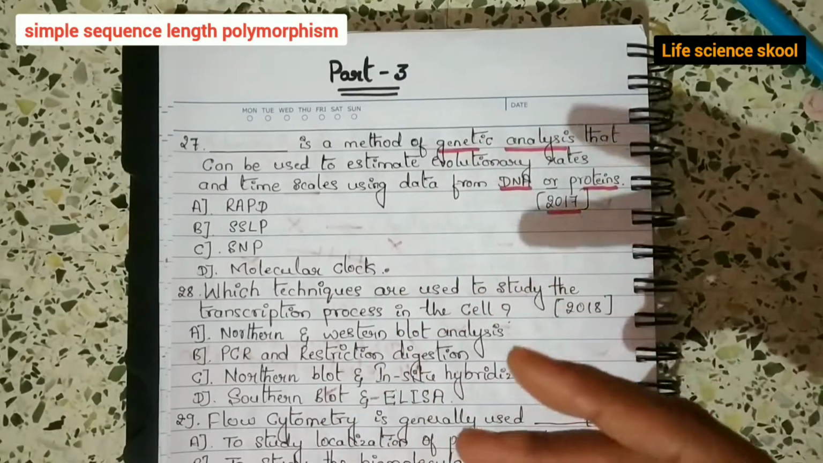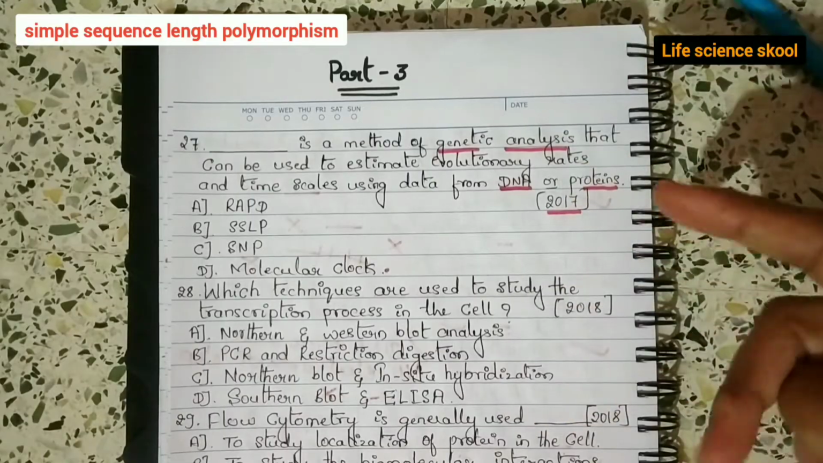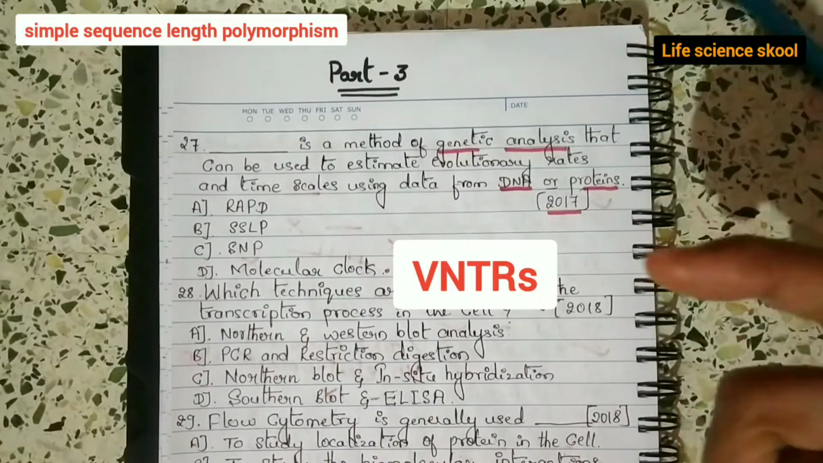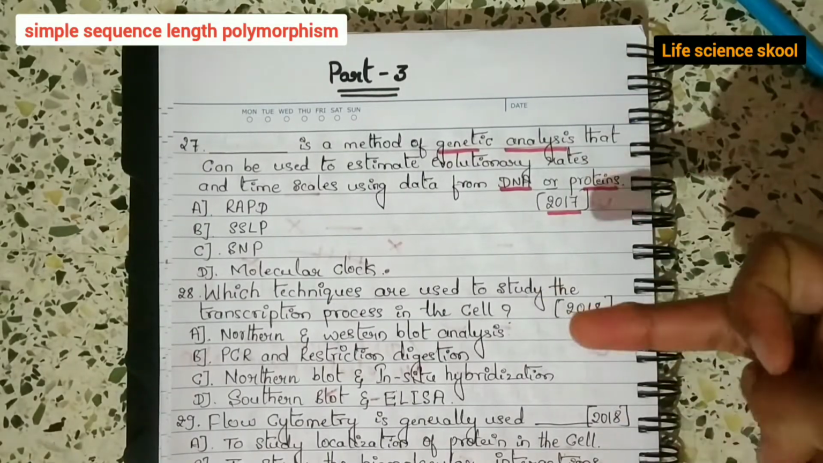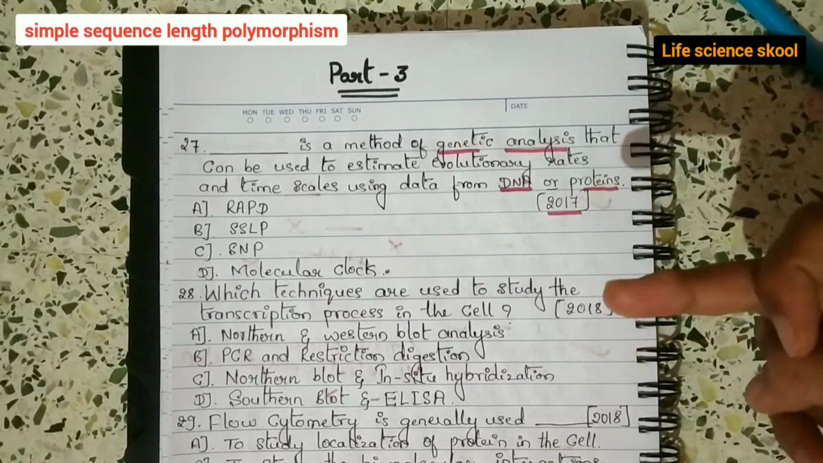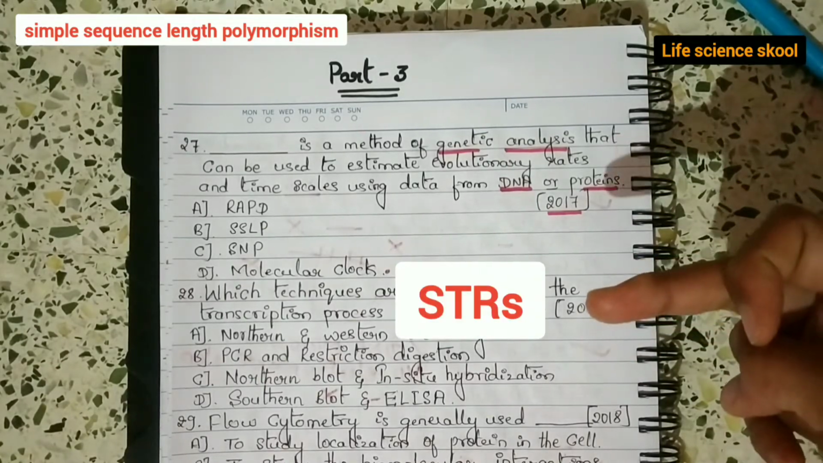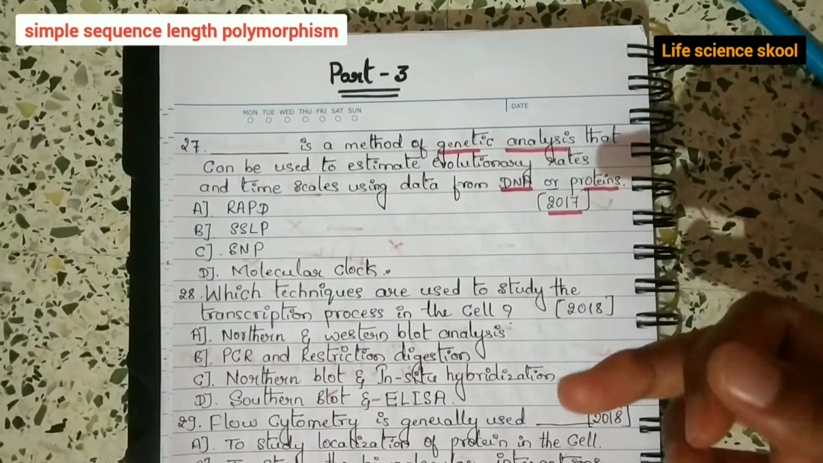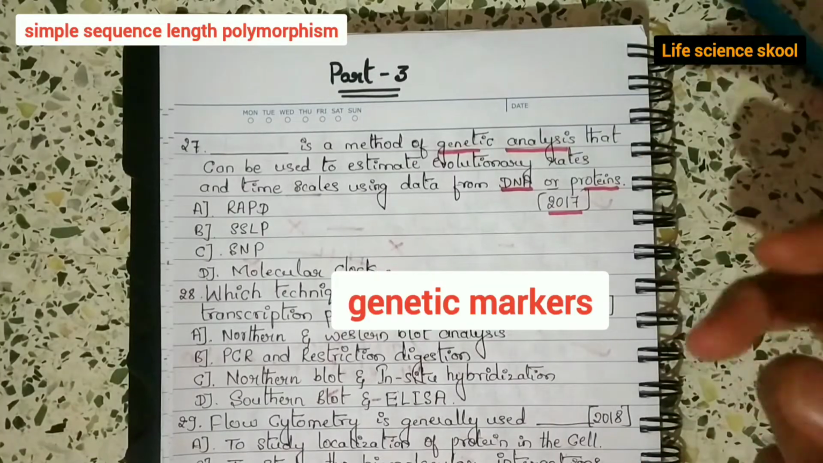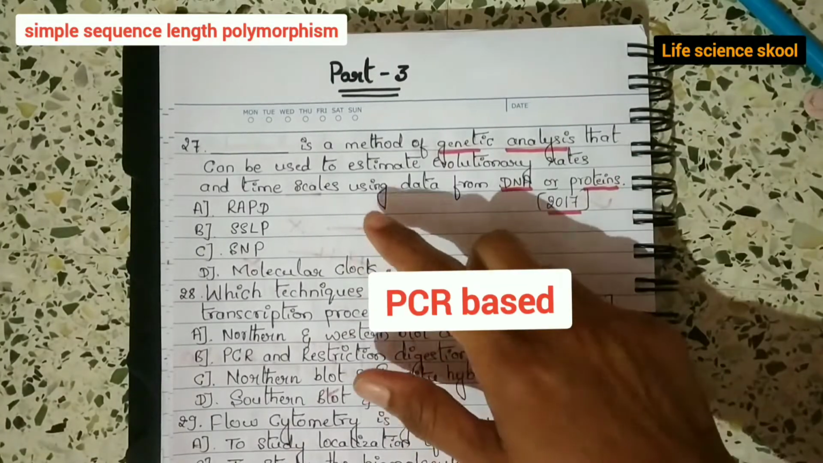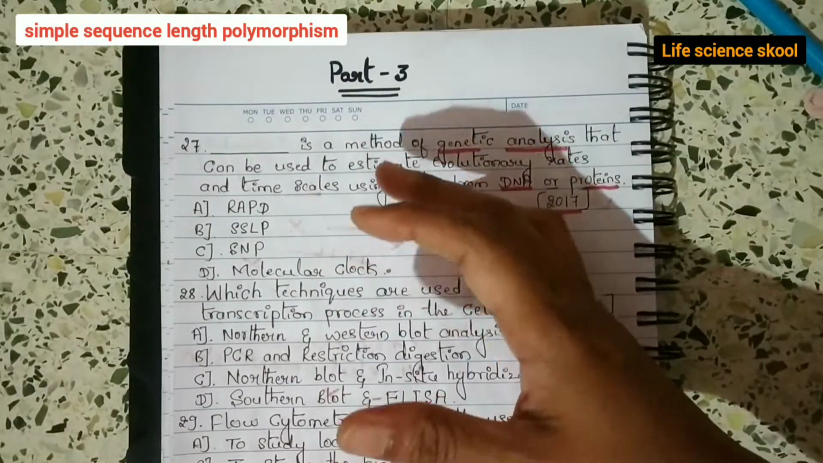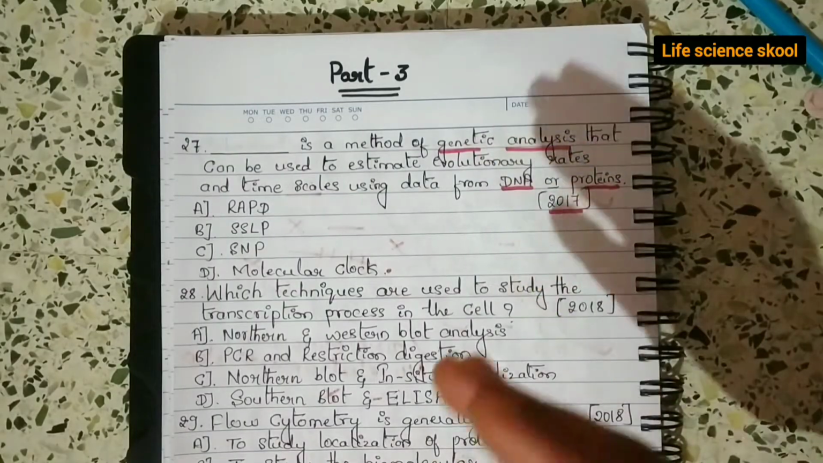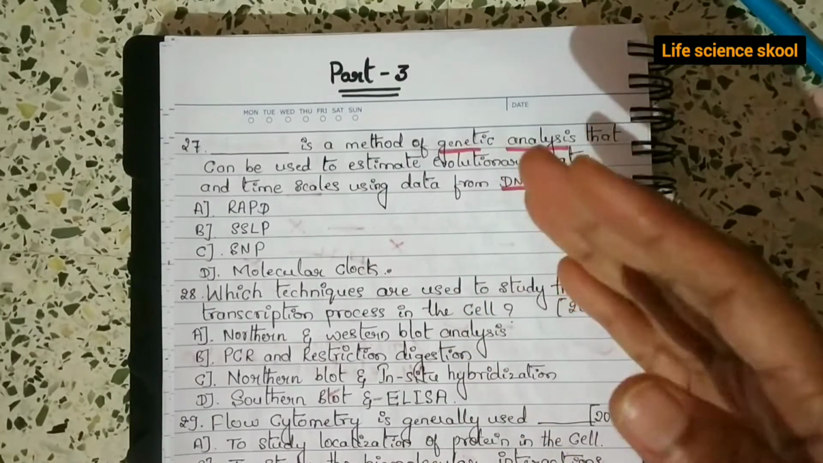There are two types of SSLPs. The first is minisatellites, which are VNTRs, variable number tandem repeats. The other is microsatellites, which are STRs, simple tandem repeats. SSLPs are also used as genetic markers with PCR, polymerase chain reaction. So these merely act as DNA markers or genetic markers, but they never give the evolutionary rates or the differences between the DNA of species.